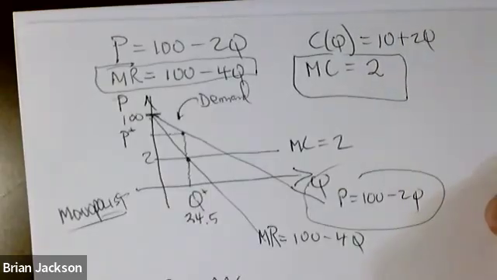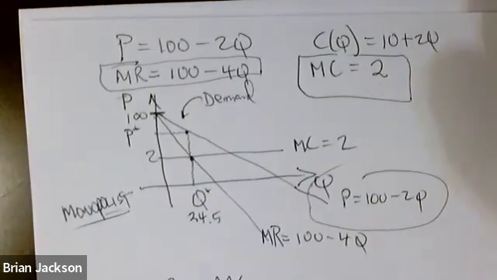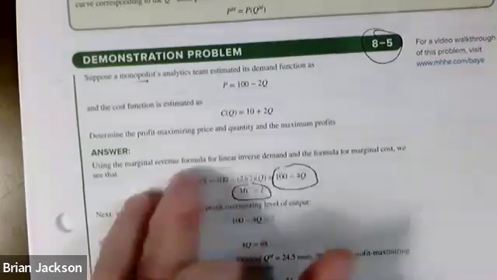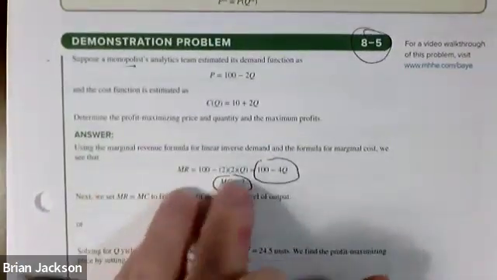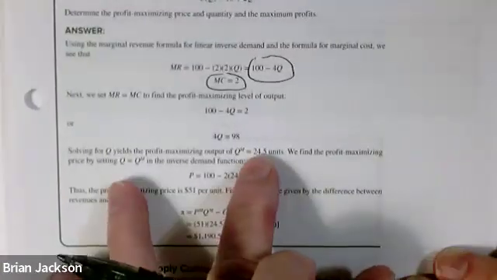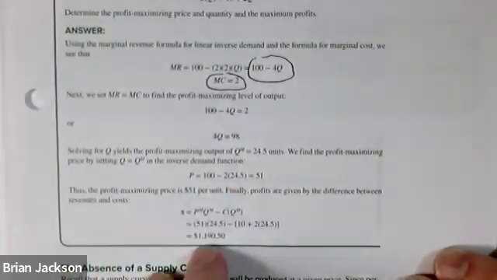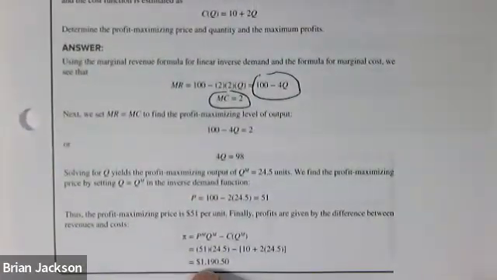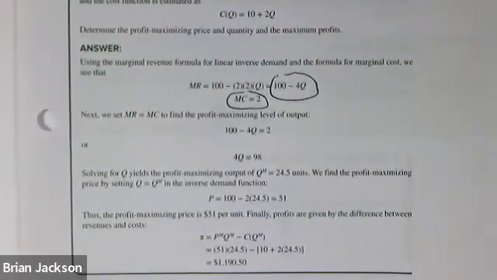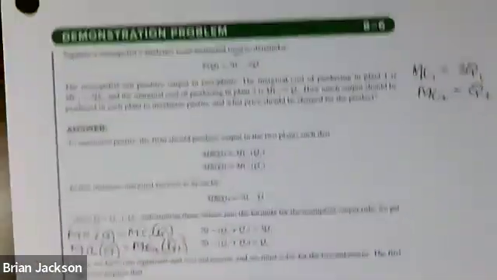There are some of those kinds of problems even in the principles level videos that I've provided. So this is demonstration problem 8-5. It tells how a monopolist would obtain the profit maximizing output and price, and what the profit maximization would actually be here at the bottom. So that is problem 8-5. All right, now let's look at problem 8-6.